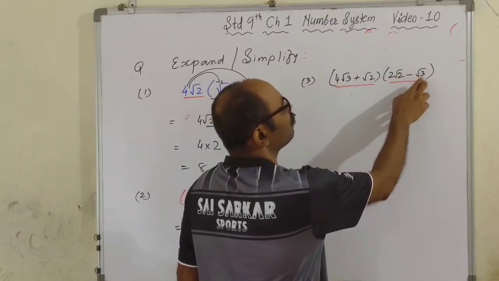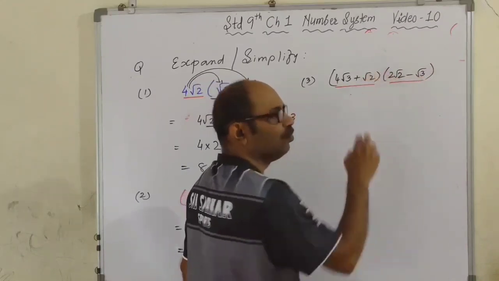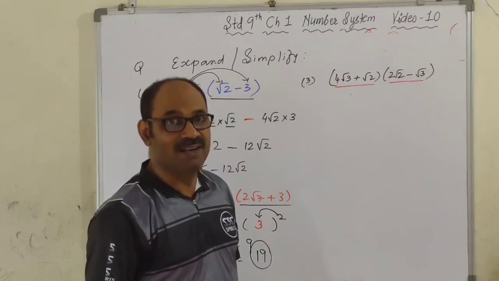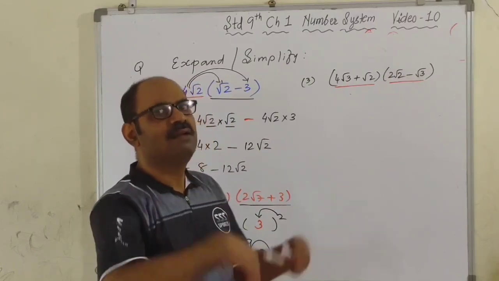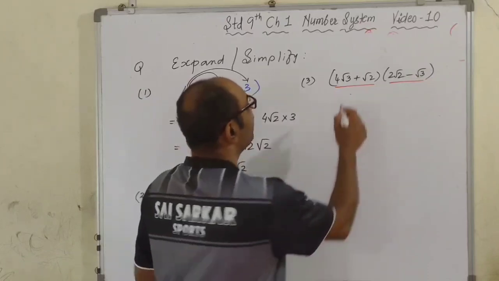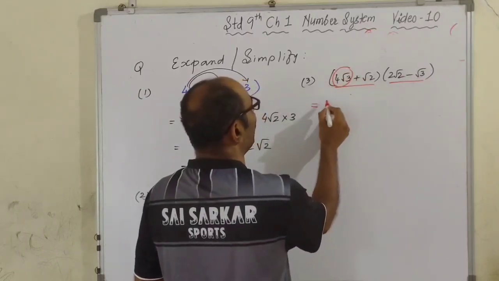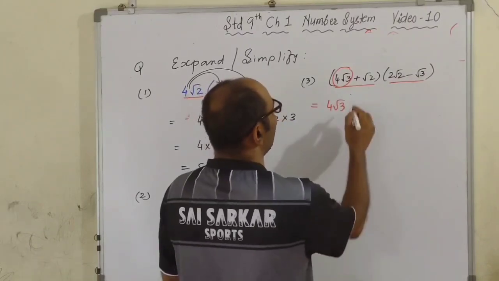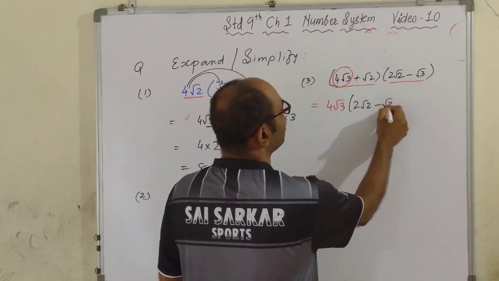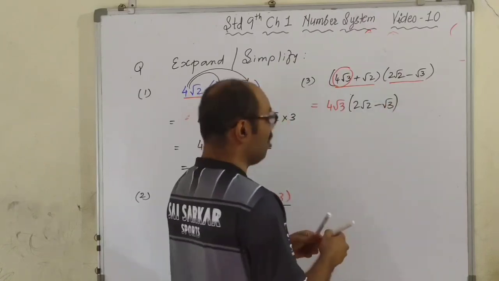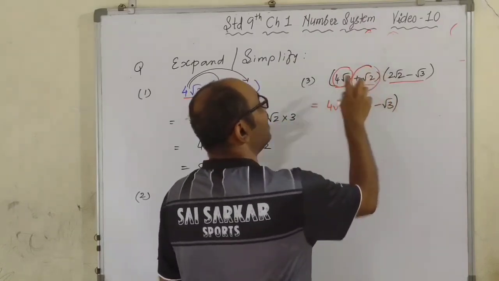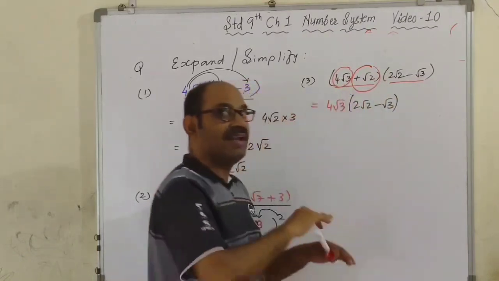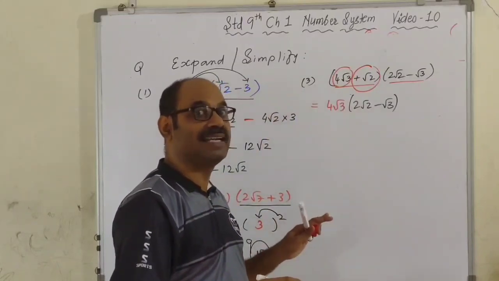4 root 3 and root 3 are different. Root 2 and 2 root 2 are different. So all four terms are different. So how will you apply? Yes, distributive law. Take the first term equal to 4 root 3 into that second binomial, 2 root 2 minus root 3. Then you take your second term, jo bhi sign hai uske saath, yahan sign lena hai. Alright? Whenever you distribute, signs are to be considered.